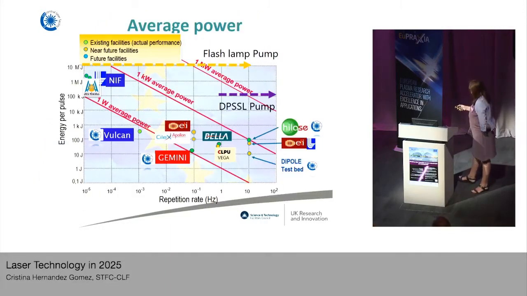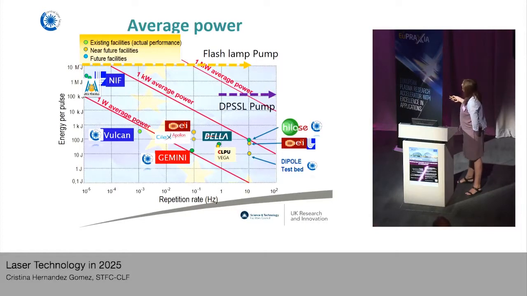What we gain is that the systems that are dependent on flash lamps are pushing the average repetition rate towards 1 to 10 hertz. But the starting point for diode pump systems really is in the 1 to 10 hertz area. I've put here a couple of examples. I could put a lot more, but then you wouldn't be able to see.